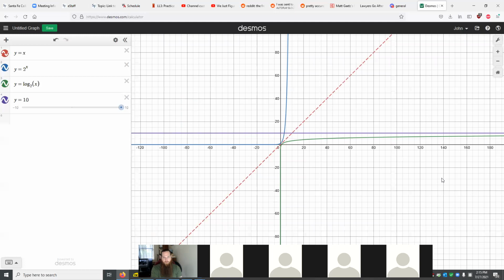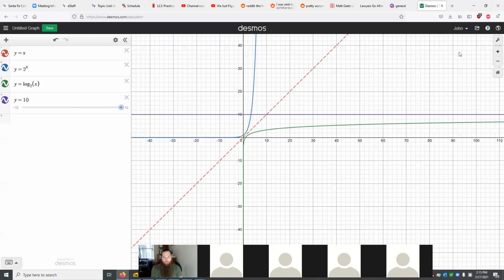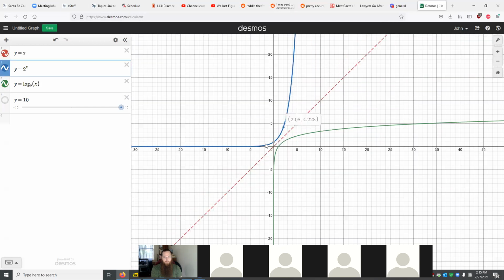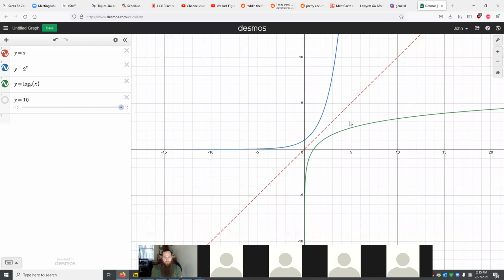We're going to talk more about that in a minute. But what I really wanted to show you guys here is just the interplay between the two graphs, the exponential in blue and the logarithm in green. They are symmetric about the line y equals x because they are inverses of each other. And that's how we get the graph of the logarithm.